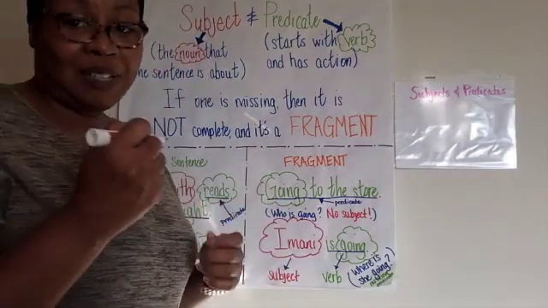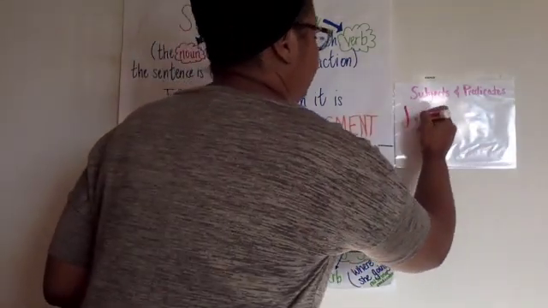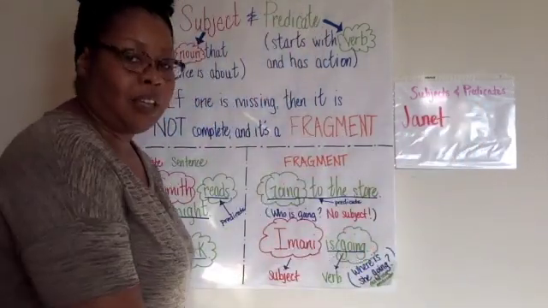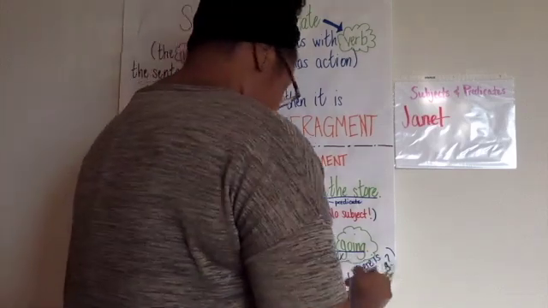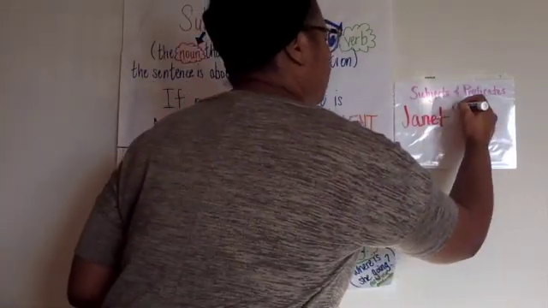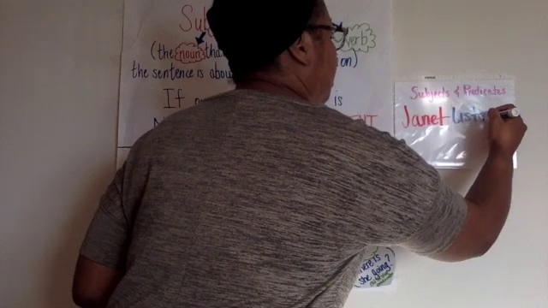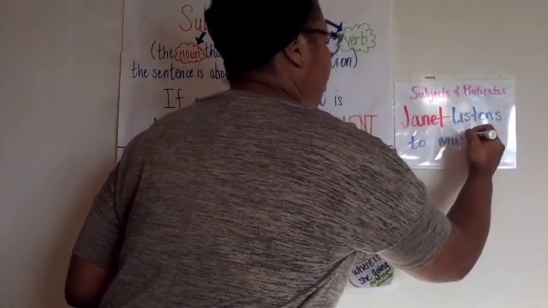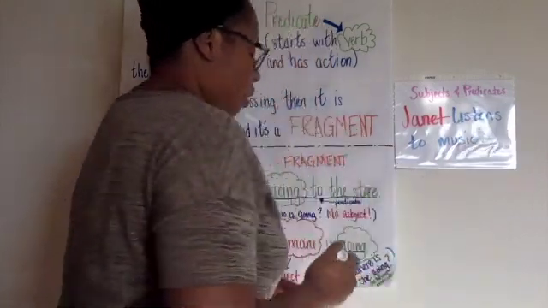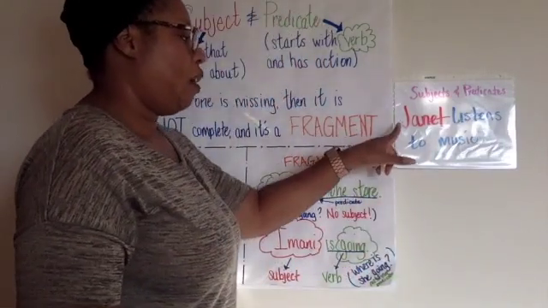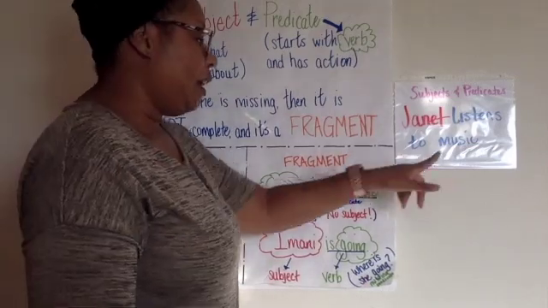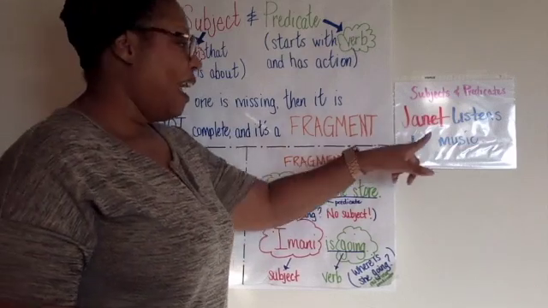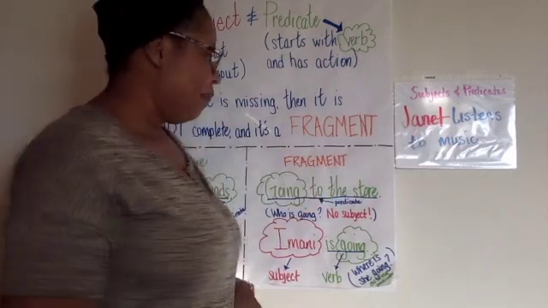If we have the subject, Janet, Janet is our subject. Then we have the predicate, listens to music. Notice that our sentence starts with a capital letter. It ends with a period. But it also has a subject and it has a predicate.